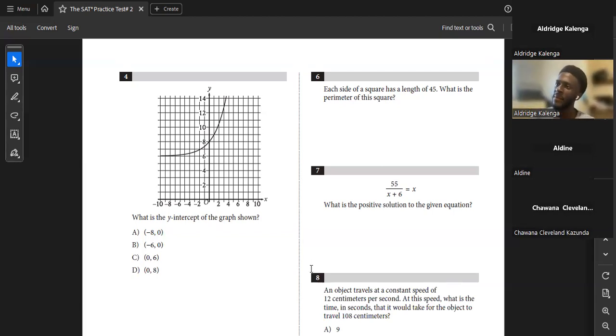I think the answer is 5. 5? Okay, so we got a 5 there. His answer is correct. The answer is 5. Okay, yep, we have an answer. So we have 2 5s. Anyone else have anything?